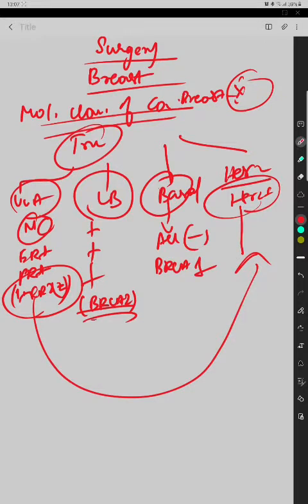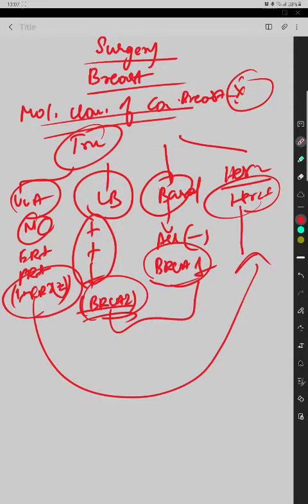Luminal B is going to be BRCA2. It's going to be all positive, and basal is going to be all negative. It's going to be BRCA1. That is the similarity between these two. What is the other point? Luminal A is the most common and has the best prognosis, and this one has the poor prognosis.